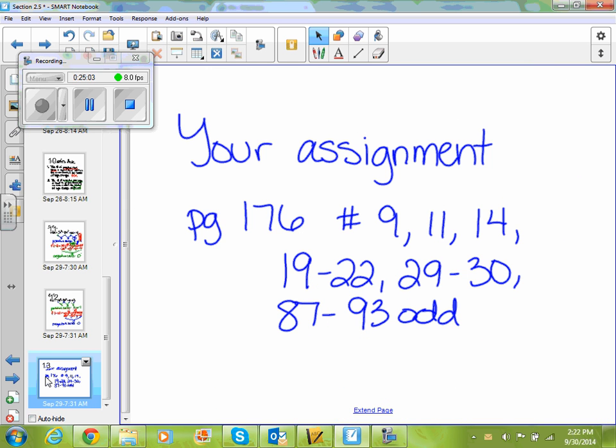So you guys are going to work through 176, 9, 11, 14, 9 through 22, 29 through 30, and 87 through 93. Only do the odds on 87 through 93.